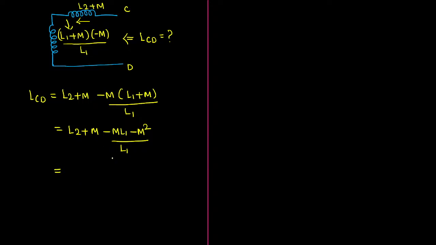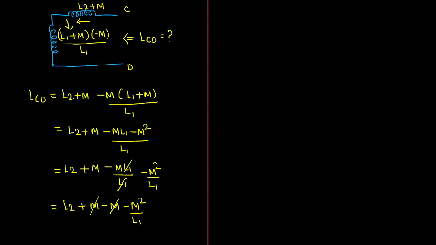So L2 plus M is given here already. Okay, now let us reduce this. L2 plus M, can I write like this, minus M into L1 upon L1 minus M power 2 upon L1? Can we write like this? See there, L1 is getting cancelled here. Now if I further simplify it, this L2 plus M minus M minus M power 2 upon L1, minus M plus M will be cancelling.